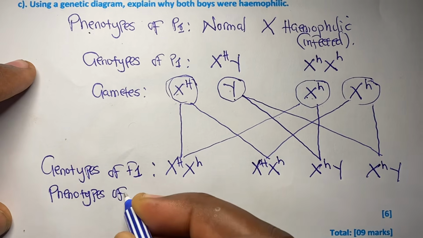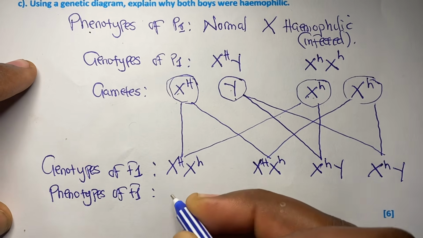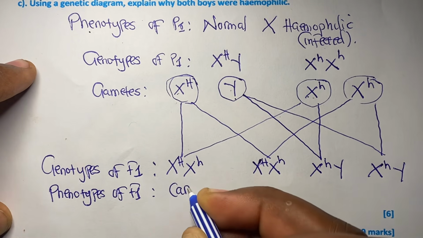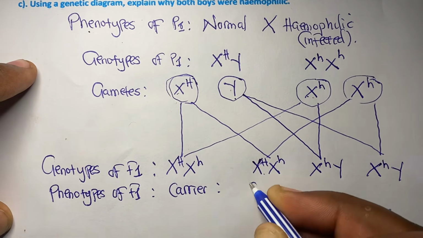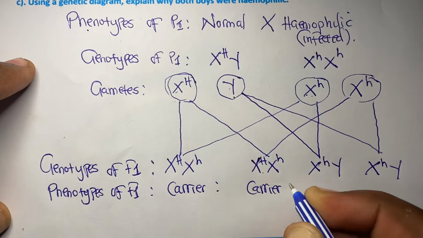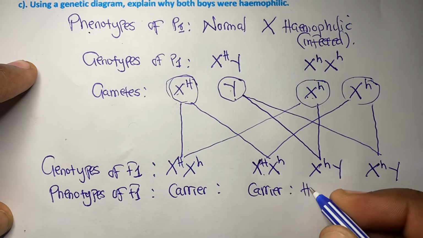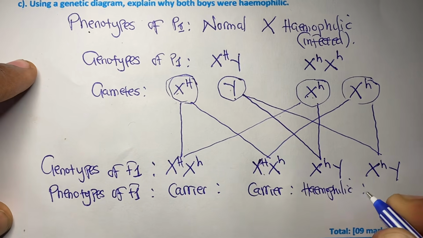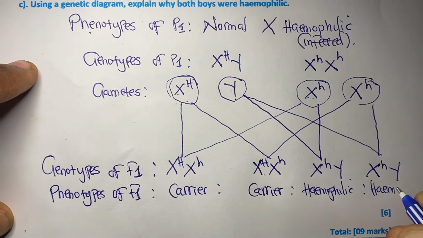Phenotypes of first generation. So this one, capital H, small letter H, we're going to say carrier. And then this also, we're going to say carrier. And then this one, we're going to say hemophiliac or infected. This one also the same.